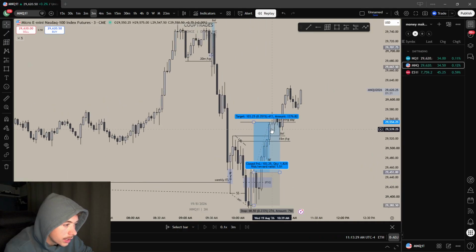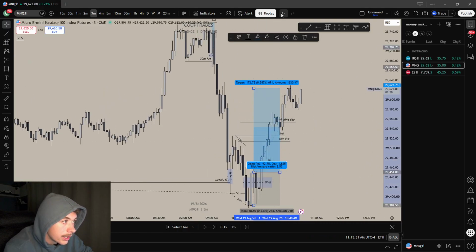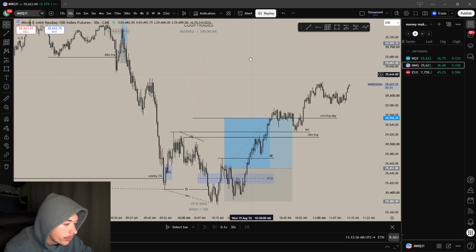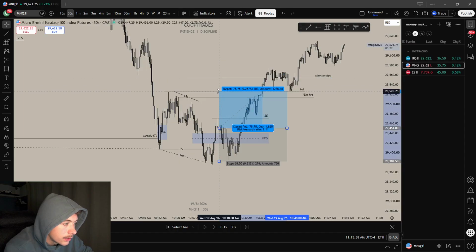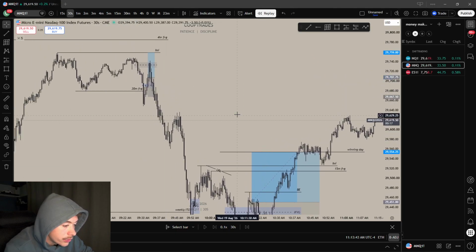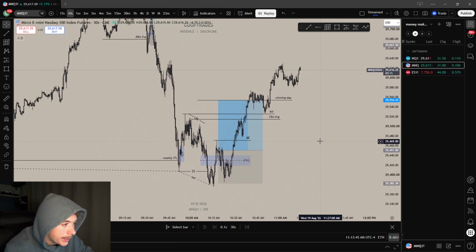Obviously I could have held and ended up making more, but I don't really care. I got my winning day. I took an L here, which should have been a break even. So really it should have just been a 1-to-1 on this, and that would have been a W because of this being a break even trade. But it is what it is. End of the day, still a winning day.